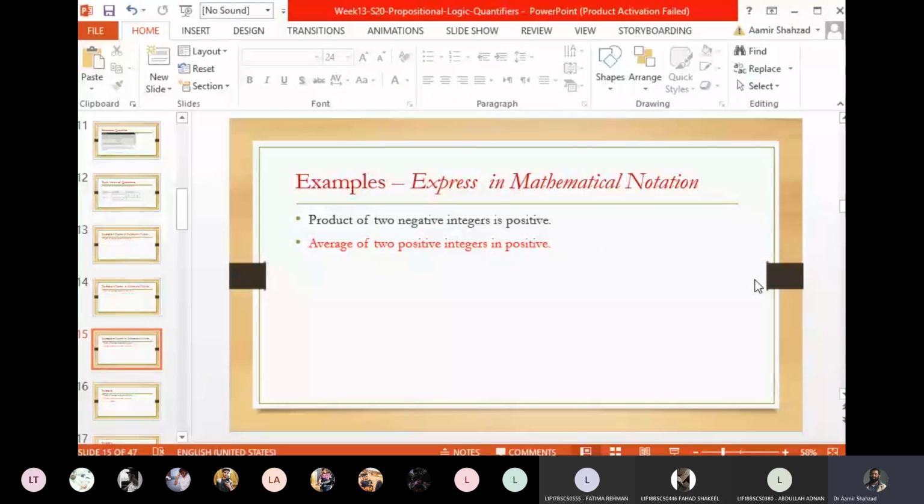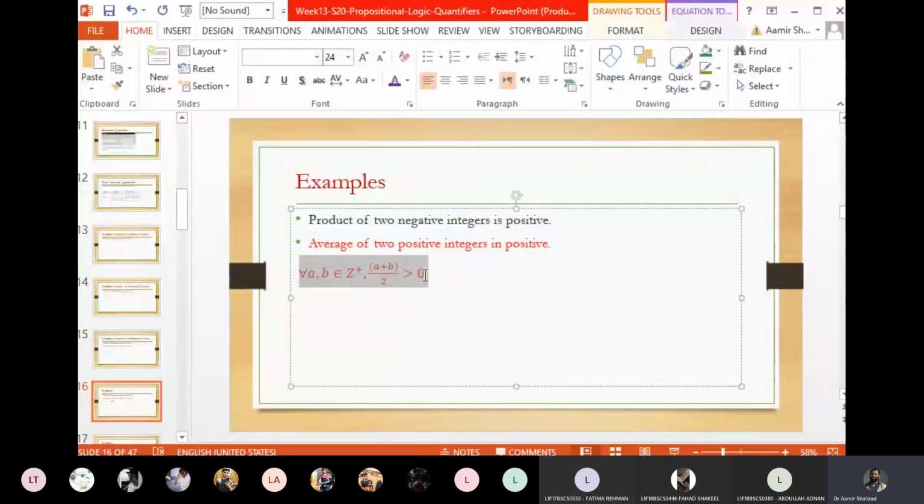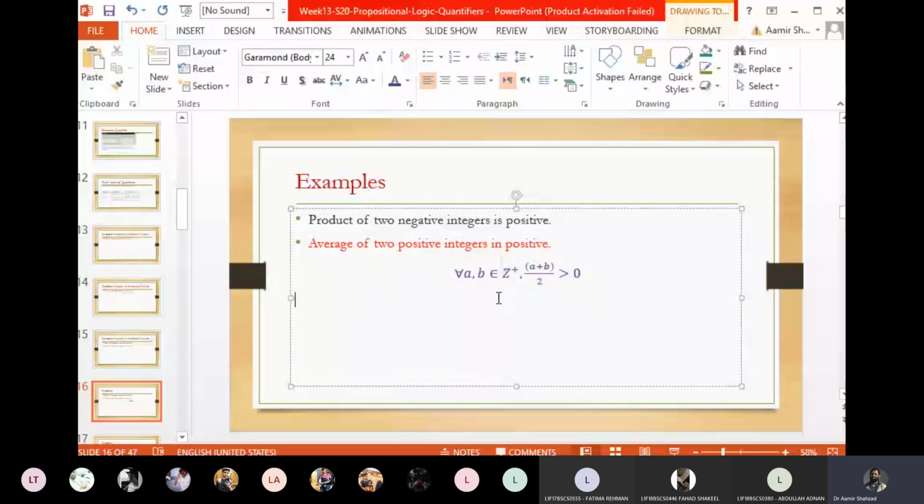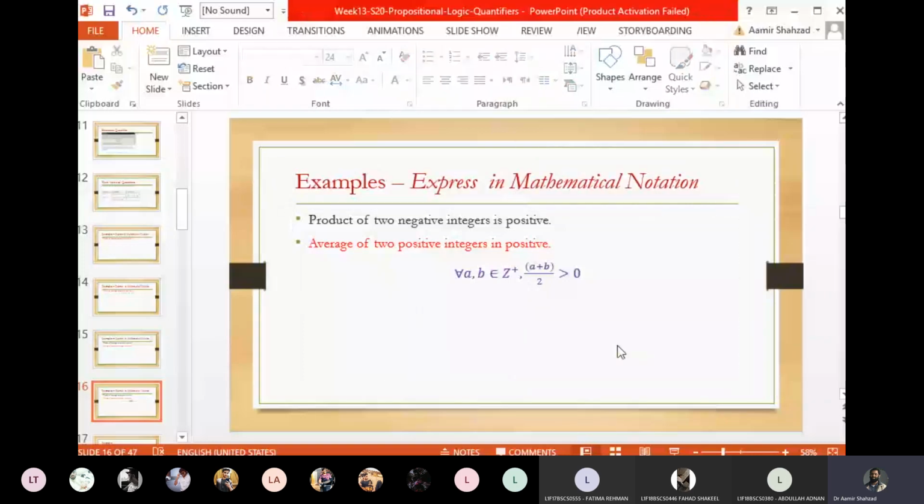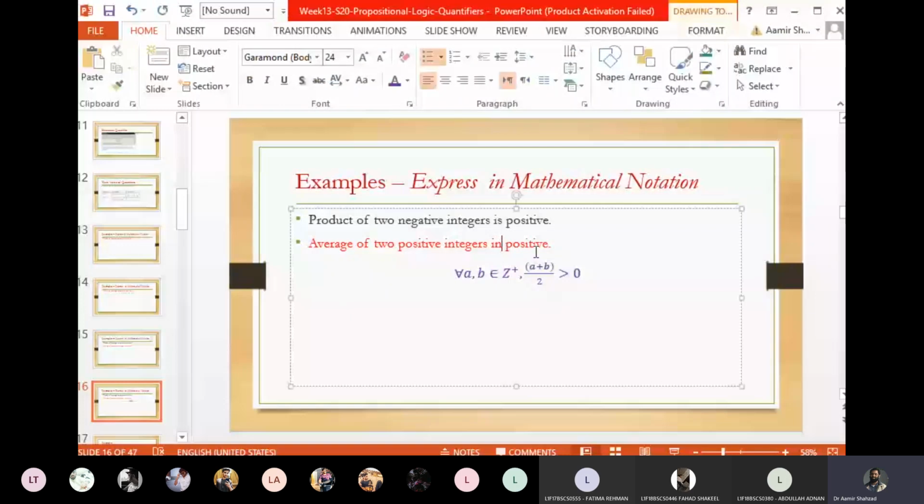So how to express it in a mathematical way? For all A, B, if we have two numbers A, B, and they belong to the set of positive integers, and we take their average, A plus B divided by 2, it should also be positive. So this is greater than 0. For all A, B belonging to the set of positive numbers, the average of A and B is positive. The average of two positive integers is positive.